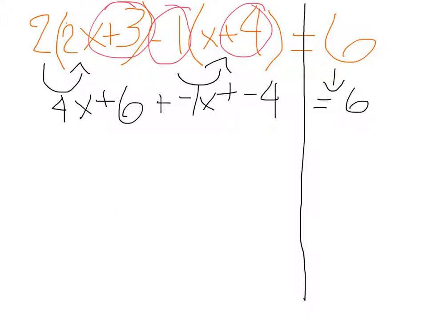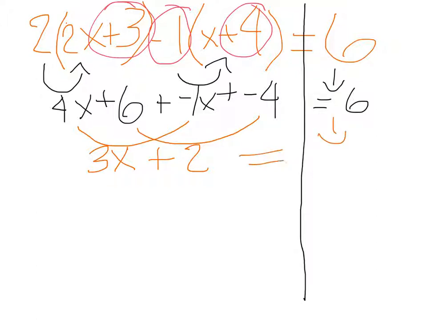So I want to combine these two, 4x and 1x. And we can only add the two x's. So 4x and negative 1x would get me 3x. And positive 6 and negative 4 would get me to positive 2, because the 6 is larger than the negative 4. And then we just bring down this 6 again, equals 6.